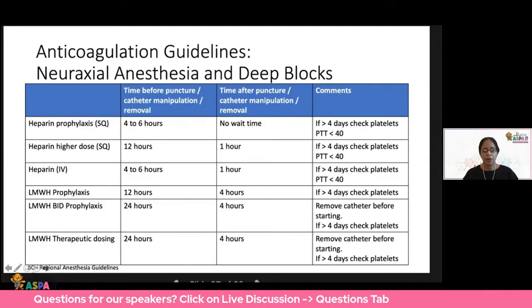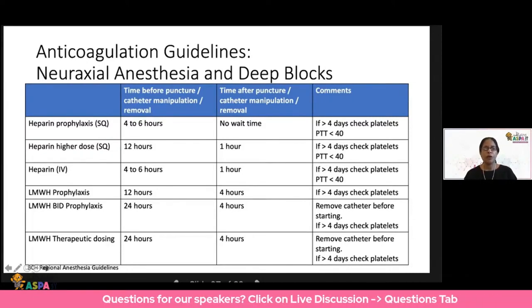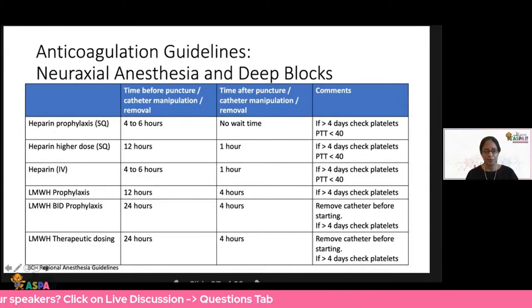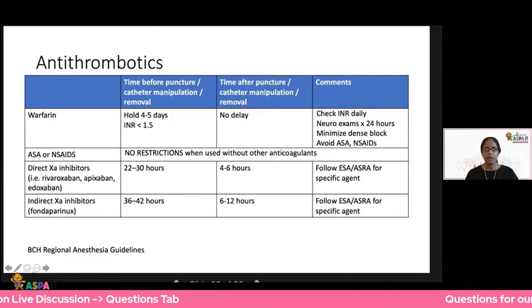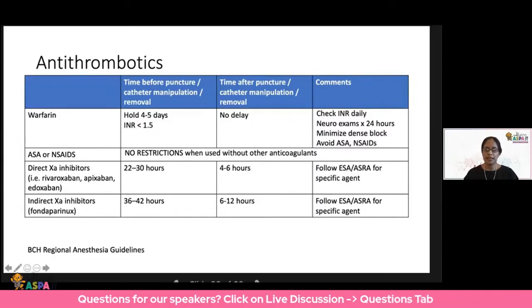And the important thing to take away is that the dose of the medication is more important than the dosing interval. So if there's a higher dose of a prophylactic medication, you might require longer wait time before catheter placement or manipulation or removal. This again is talking about warfarin and other anticoagulants. There are no contraindications with aspirin or with NSAIDs.